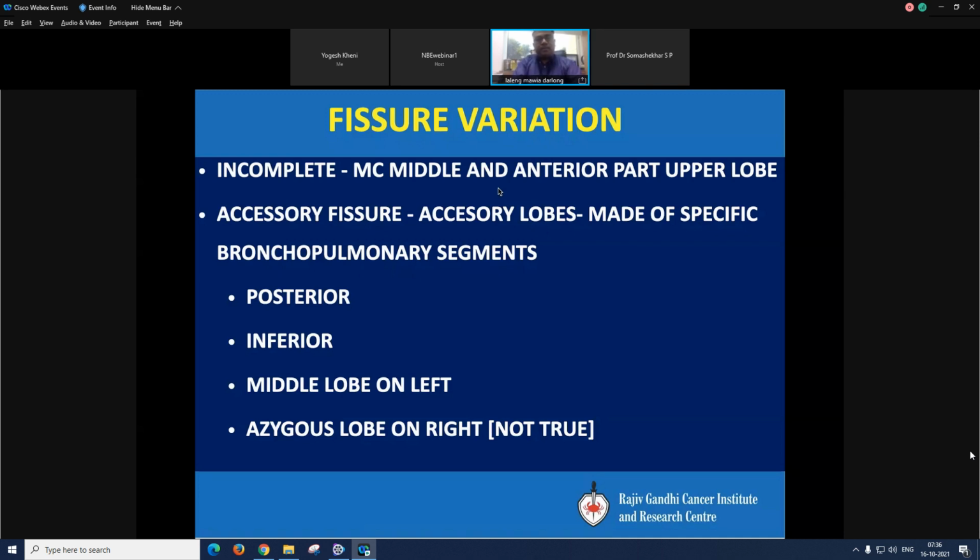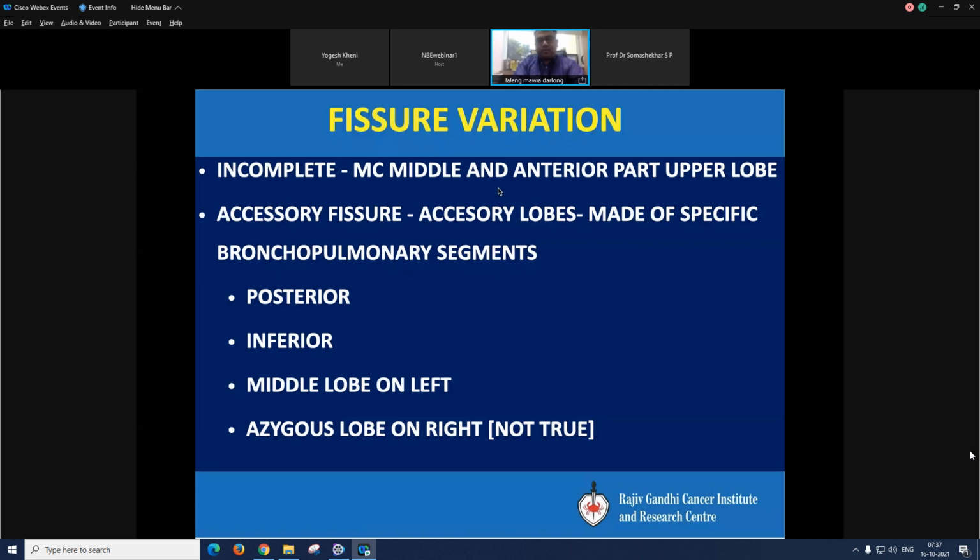Then you can have some accessory fissures, also known as accessory lobes, which are made of bronchopulmonary segments. They've got a separate bronchopulmonary division along with a segmental arterial division, but not a venous supply. So it's basically a bronchus with the arterial system. So we can have, on the right and the left both, posterior, inferior, and middle lobe of the left lung. These are the true accessory fissures.